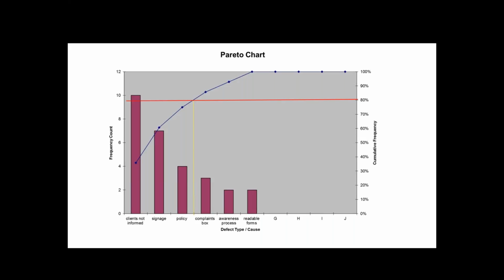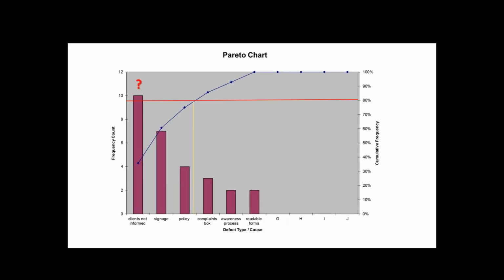And so in this example, folks identified that clients not being informed of the complaints process, no signage about the complaints process, and no communication policy about how we tell clients about the complaints process were the 3 biggest contributors to the problem that we're seeing.